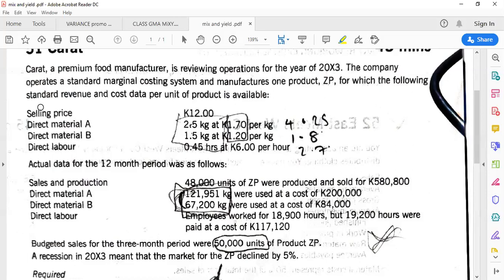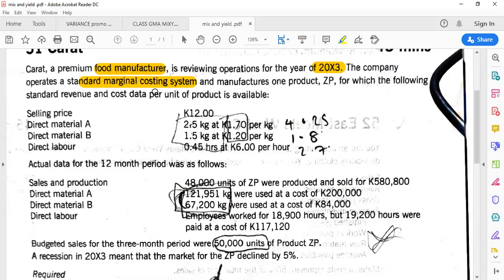So let's go. See a premium food manufacturer, understand the question, what they do. A food manufacturer is reviewing operations for the year X3. The company operates a standard marginal costing system, you see? And manufactures one product, ZP. Now look at this this way. Standard marginal costing system. What is the examiner telling you you should do here?